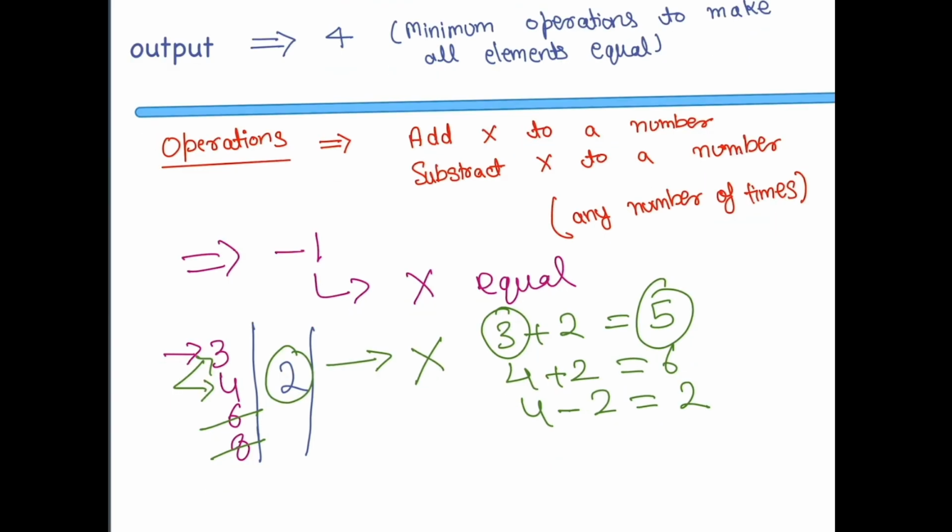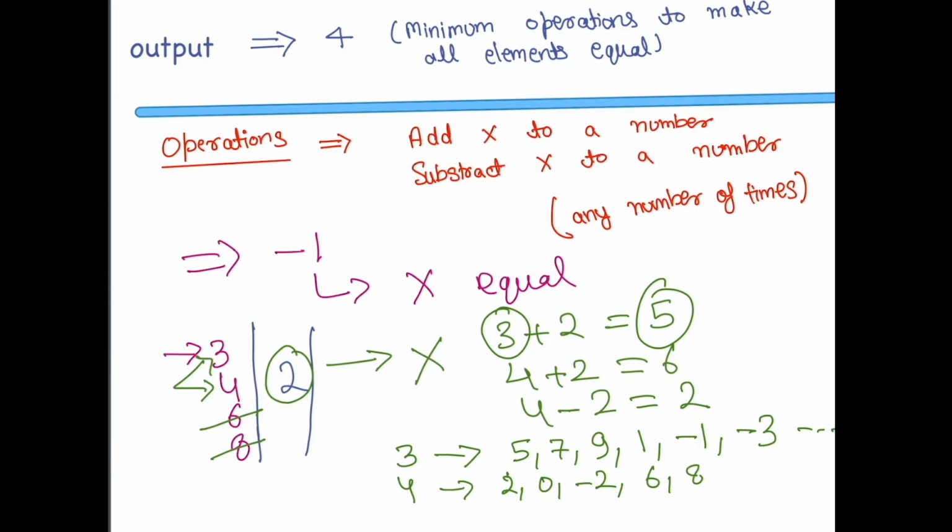So here you will notice some pattern that if the initial value is 3 and 4, then 3 can be converted to 5, 7, 9, or instead of adding, you might try to subtract the number x. Then in that case, 3 will become 1, minus 1, minus 3, and so on. But the value of 4, if you try to remove the value of x, then it will be 2, 0, minus 2, or if you try to add the given x, then in that case it will be 6, 8, 10, right? So here you will notice that try to do anything, but they will never be equal.